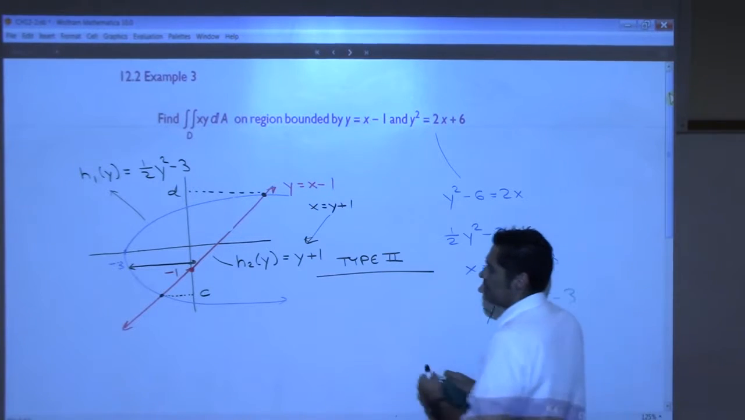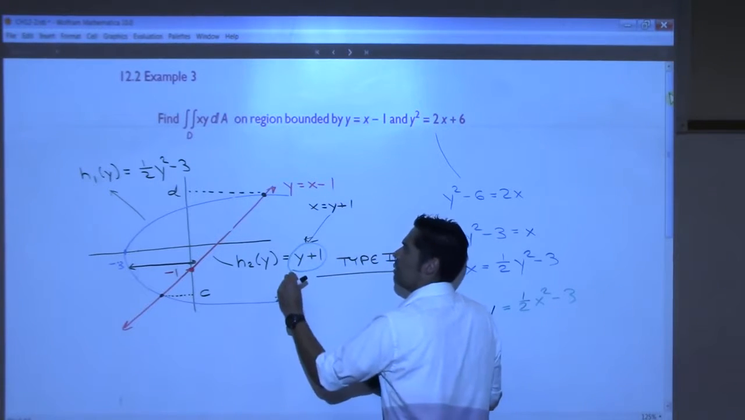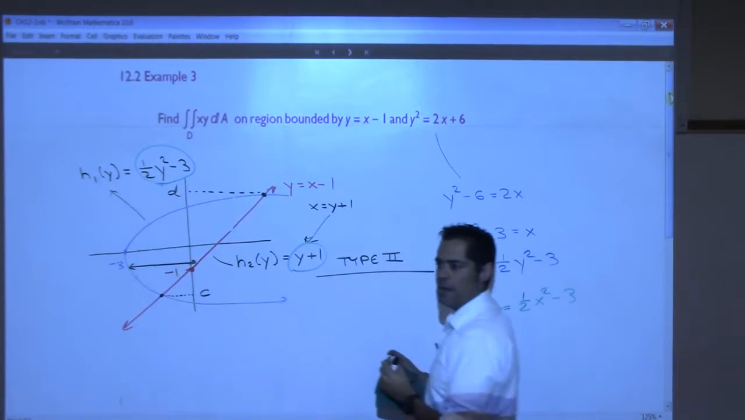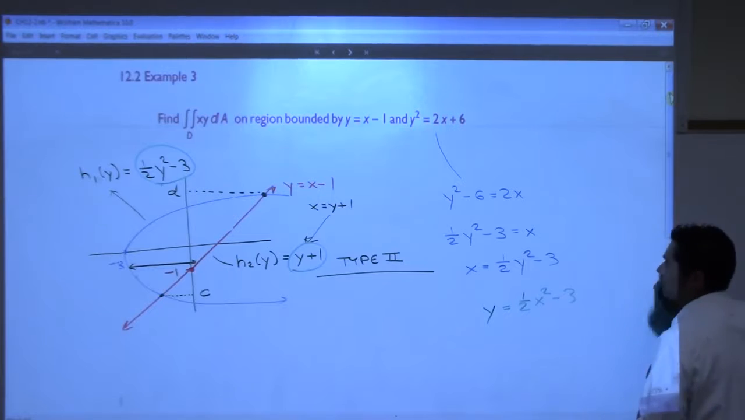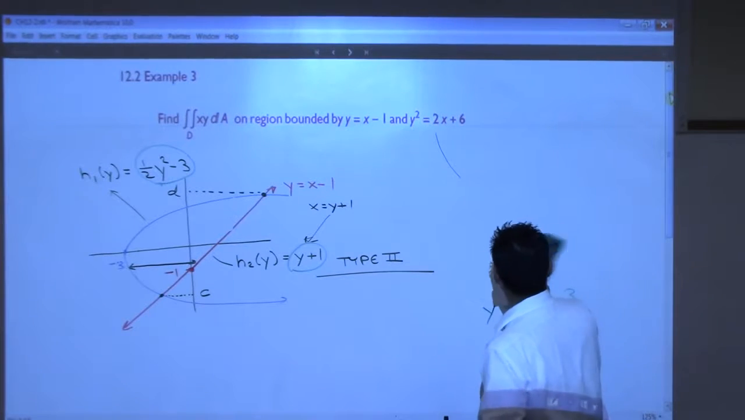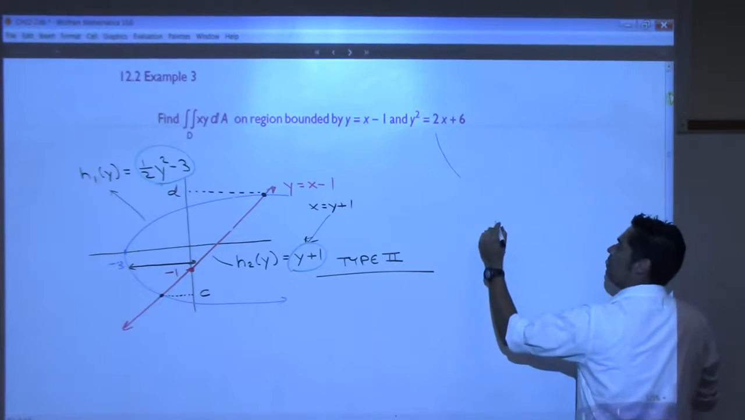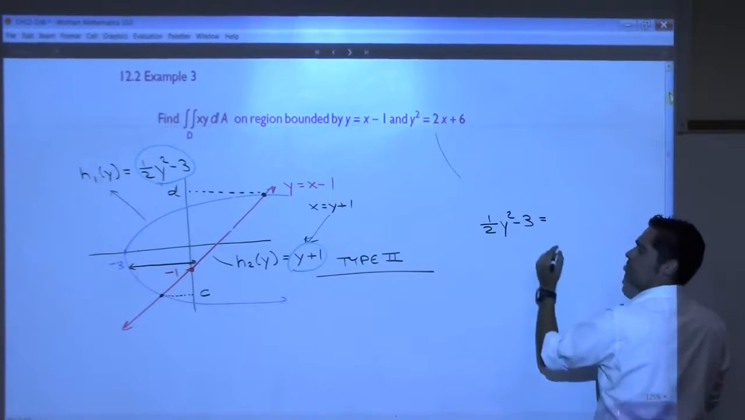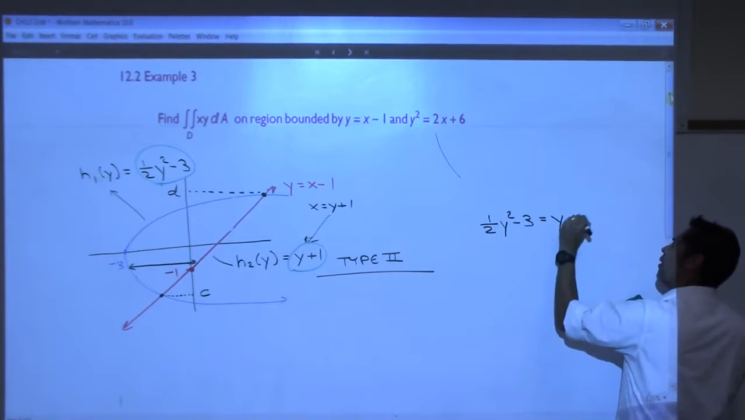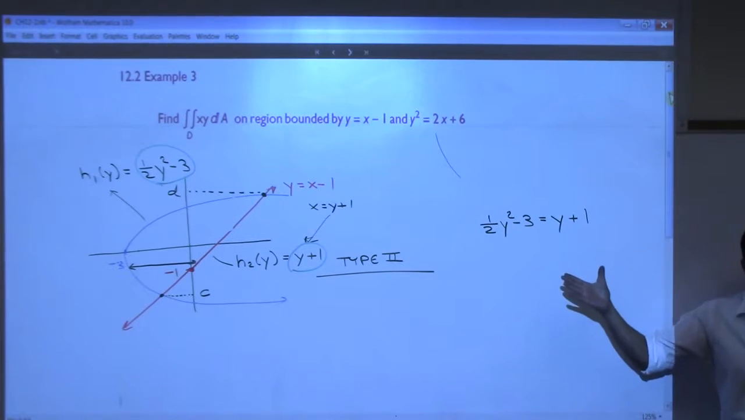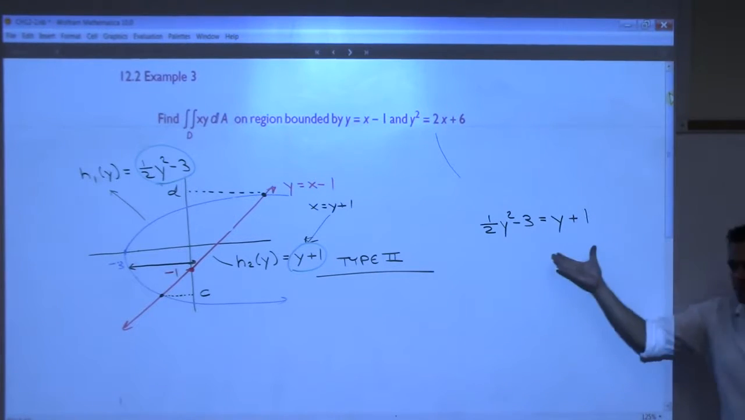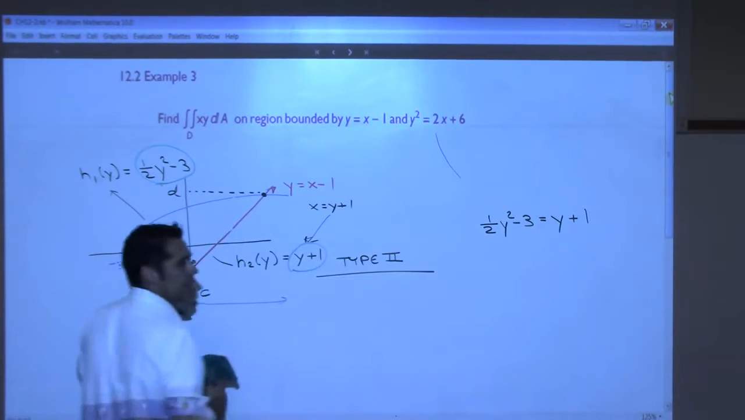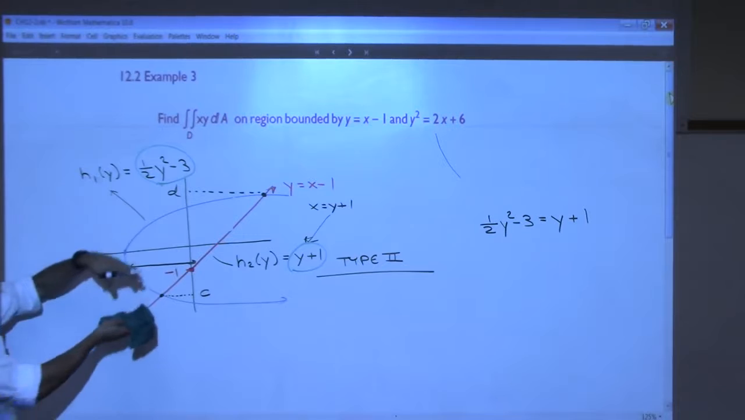In other words, set this equal to this, right? That will give us our intersection. So I'm going to set 1/2 y squared minus 3 equal to y plus 1. Notice that the equation that I'm using here has y's in it, so my answers are going to be y values, which is what I want because my type 2 region should have constants for y's.